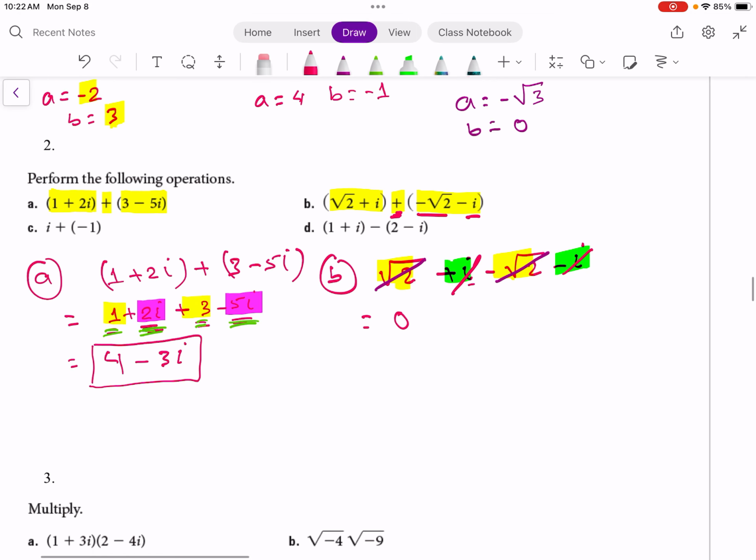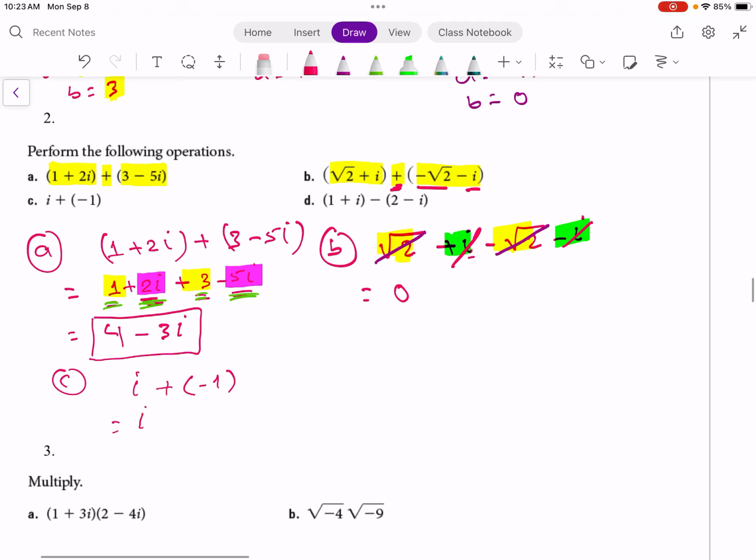Now in C we have i times negative 1. Let's get rid of parentheses. So this is i times negative 1, that is negative i. Now, can we find the difference of i and 1? No, these are not like terms. Here, this is our imaginary part and this is our real part, and they cannot be added or subtracted. This is the final answer.